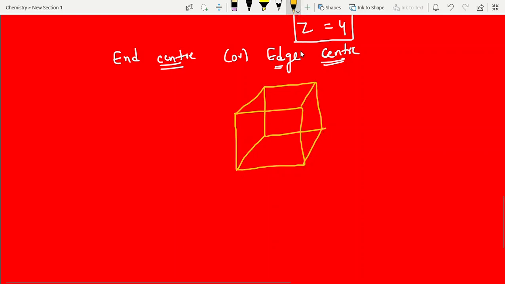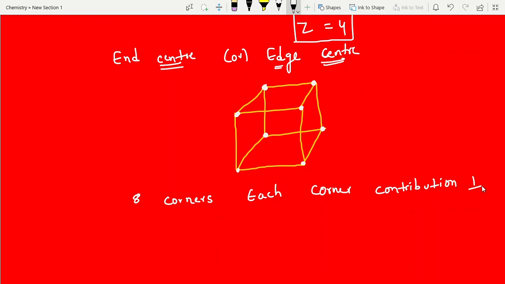Right? First one is primitive. Particles at your corners, right? 4 corners, and your other 4 corners, totally 8. Tell me, students, how many corners? Yes, 8 corners. Each corner contribution is 1/8. Now 8 into 1/8. Here again we will get 1. The first point is completed. Now I am going to discuss end center or edge center.